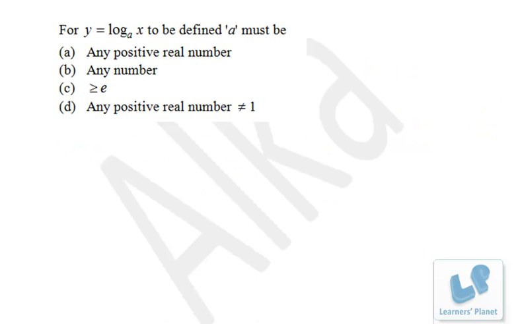Now here log y is equal to log x to the base a to be defined, a must be. Here a is base, right? Now as I've already discussed in the first session of logarithm, the base cannot be negative, it cannot be 0, it cannot be 1, right? Any positive real number except 1. So by this way 0 and negatives are already eliminated and 1 is also excluded. So a must be any positive number except 1. Okay.